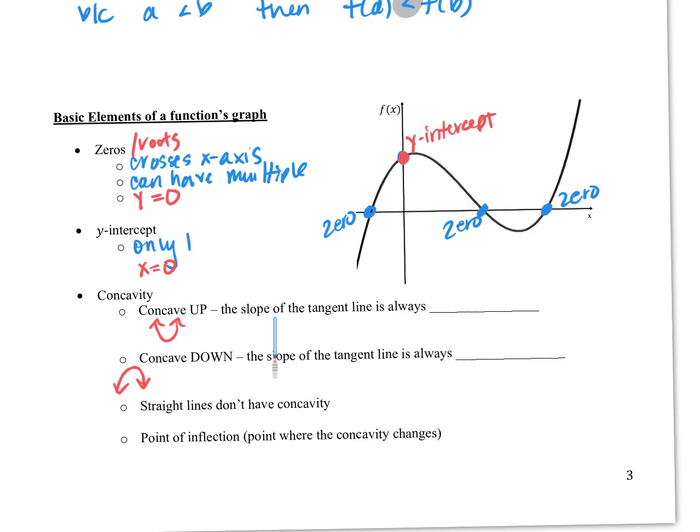So a concave up function, the slope of the tangent is always, we said decreasing. Wait, concave. Oh, sorry, that was down. Hold on, that was down. We're talking down. Decreasing here.